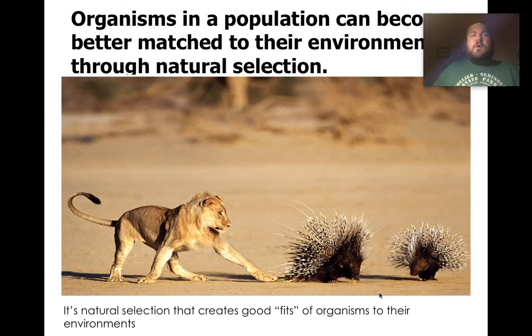So organisms in a population seem to become better matched to their environment through natural selection. And that's what adaptation is. It's when an organism looks like it belongs in its particular environment, like that polar bear in the Arctic. So it's natural selection that creates these sort of good fits of organisms to their environment.